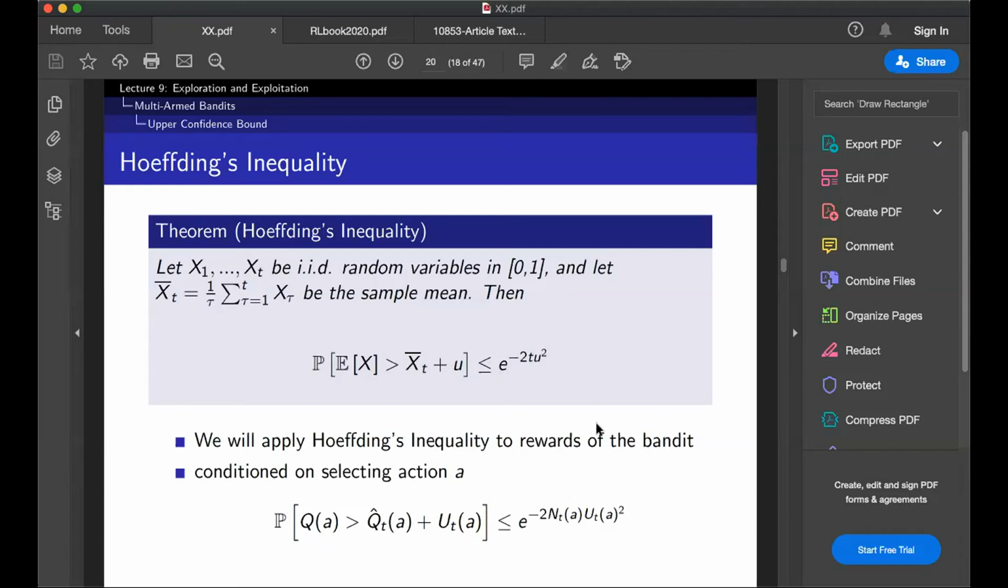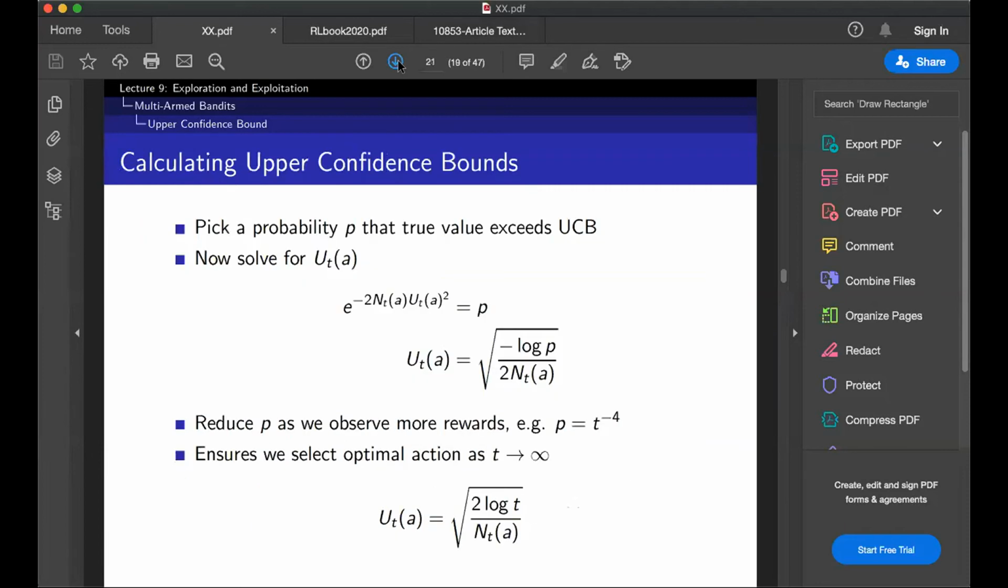What we can do here is, let's just say that you want a 95%. So this is like us establishing a lever, right? You can just tell your system, I want a 95% chance that you picked the optimal value. Once you say that, you set that to P, and you use this formula to find out what your UT of A should be.